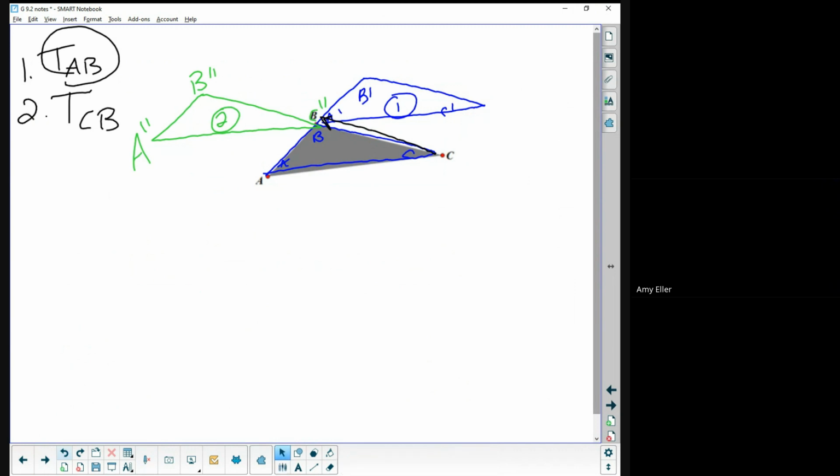And then we call our points. You can't call it A prime. We already have an A prime. So A double prime, B double prime, C double prime. I put a 2 in the middle just because that's my answer to question number 2. Any questions on this one?